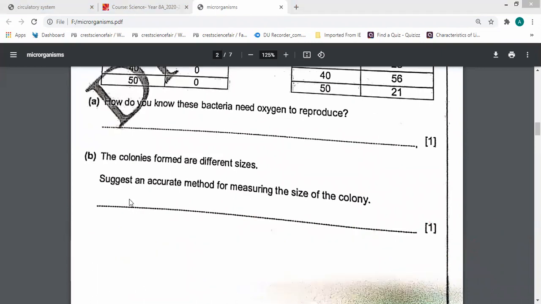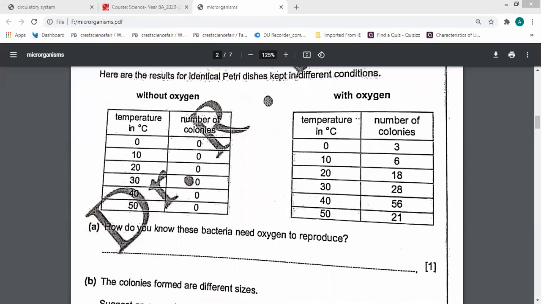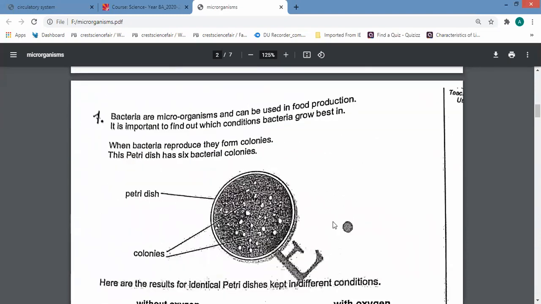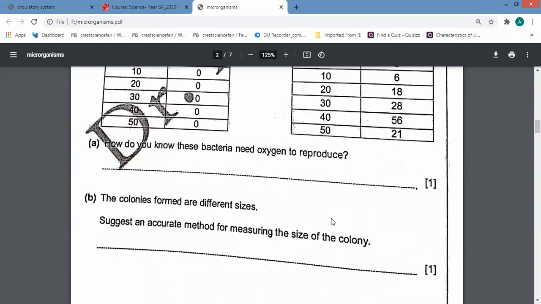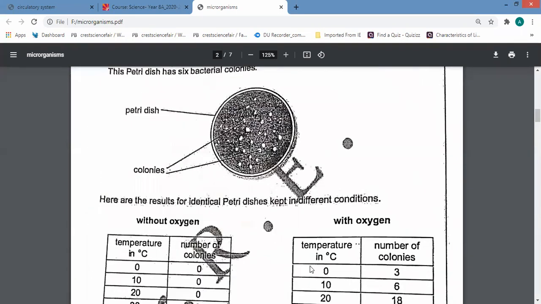Letter B: the colonies formed are different sizes. Suggest an accurate method for measuring the size of the colony. Can I just say by using a ruler? Of course. Mister, can I say by putting it in a measuring cylinder with water to measure the volume, then subtract the volume of water and the colony from the water? It is not wrong, but it is not accurate. He asked about the accurate method for measuring. Can we measure it with a ruler? Yes, by ruler.